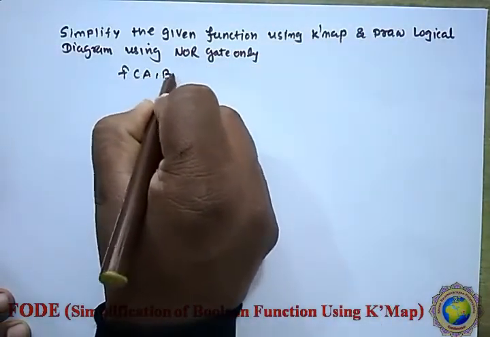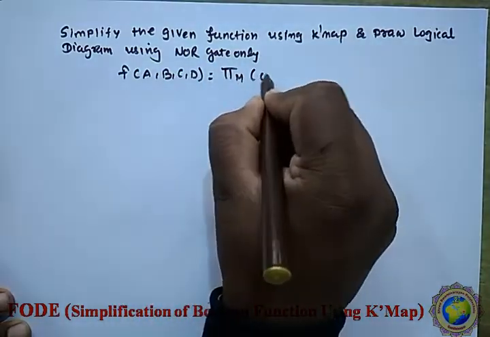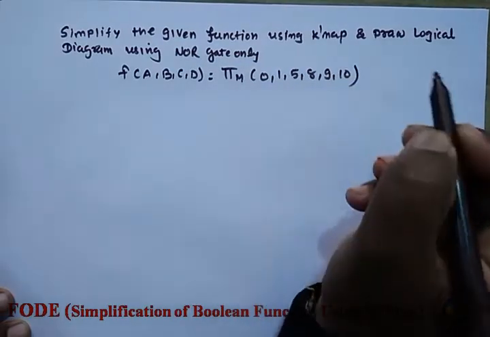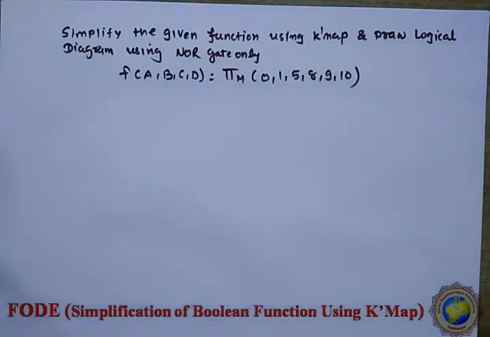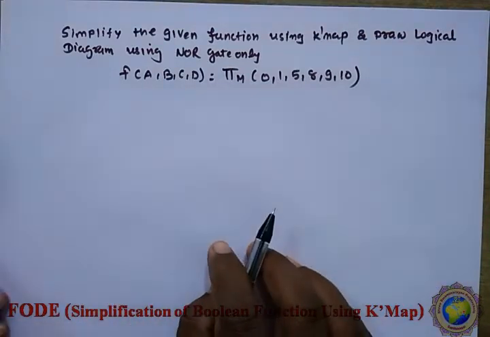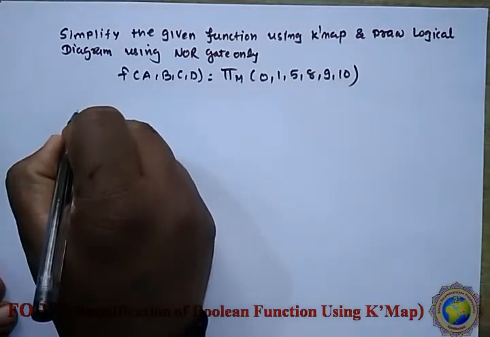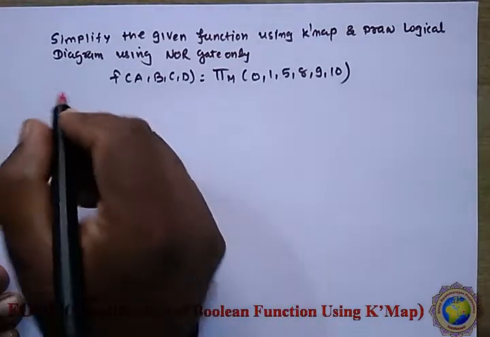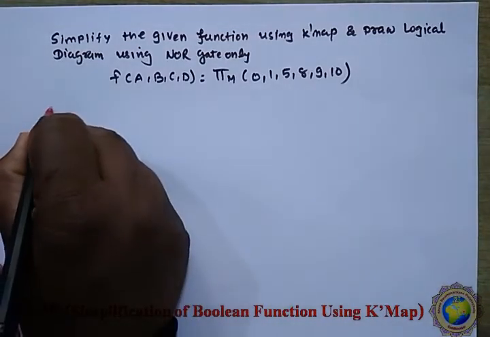The function is f(A,B,C,D) equal to Pi capital M of 0, 1, 5, 8, 9, 10. This function you have to solve. Now see here, the function you have given is of 4 bits, 4 variables. So you have to draw the diagram of 16 cells. So draw it like this.